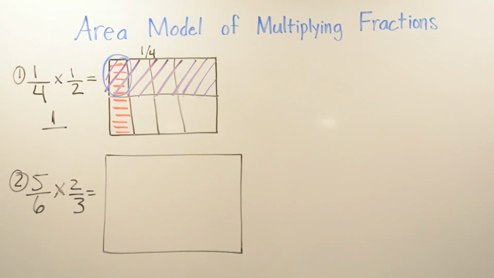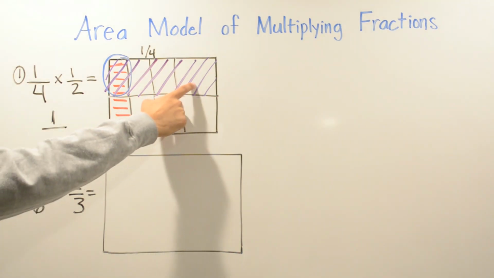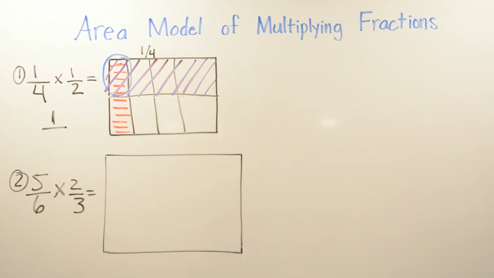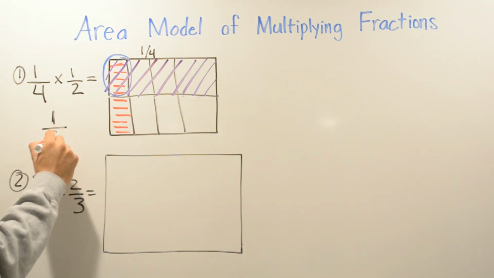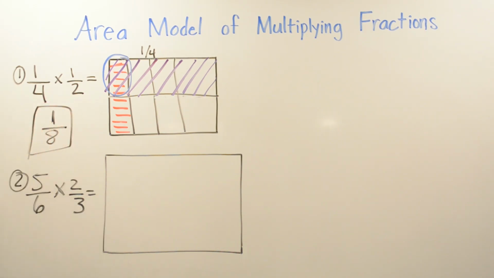And then you can go ahead and just count how many boxes you have in total, so that can give you your denominator. You have 1, 2, 3, 4, 5, 6, 7, 8. So you have 8 boxes. So your answer is 1/8, using the area model of multiplying fractions.